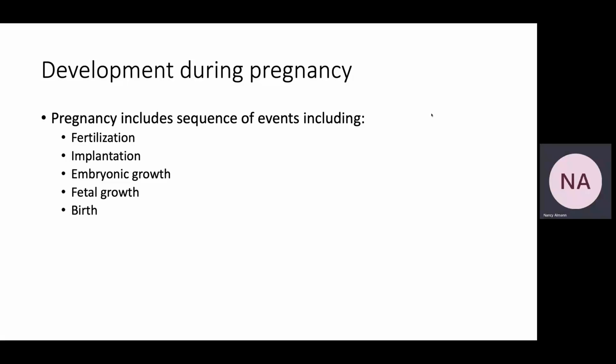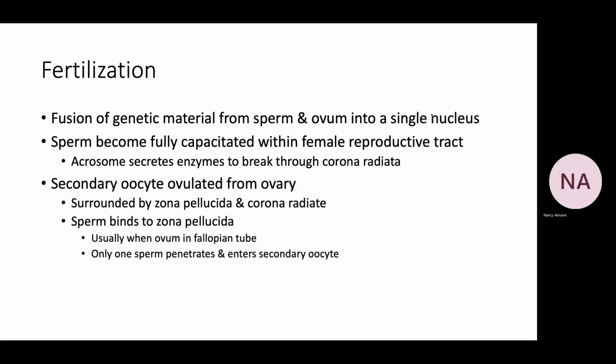Pregnancy is a sequence of events: fertilization, implantation, embryonic growth up to about week 8, fetal growth, then birth. Talk about fertilization. You're taking the genetic material from the sperm and genetic material from the ovum, and you're forming a single nucleus.